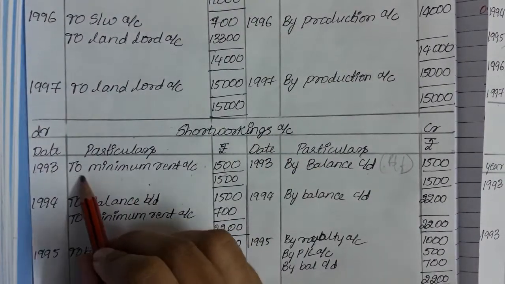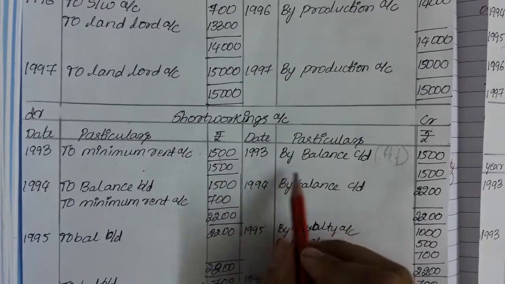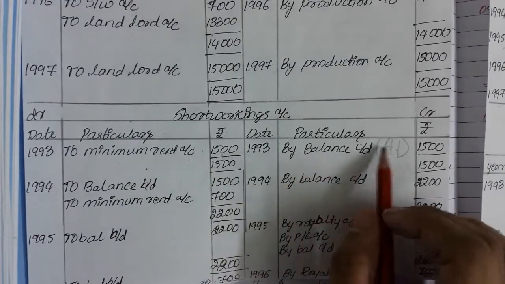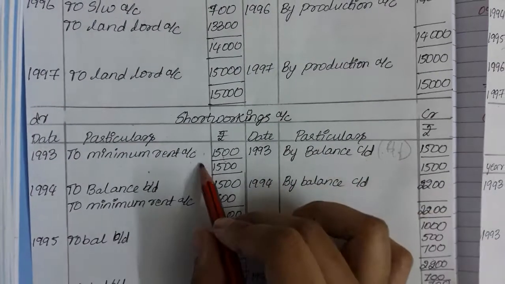For the purpose of minimum rent. To minimum rent account 1500. Please remember to write down the years. Okay, we will be carry forwarding this short workings for the next year.